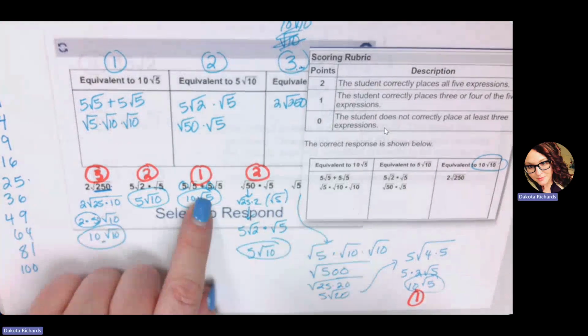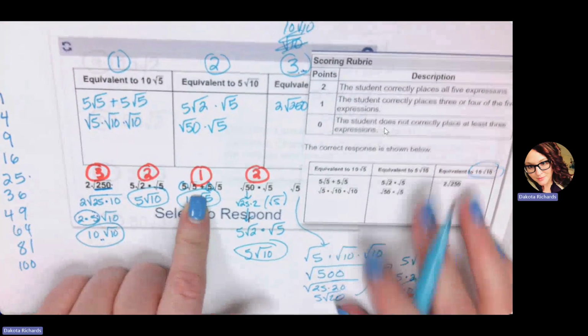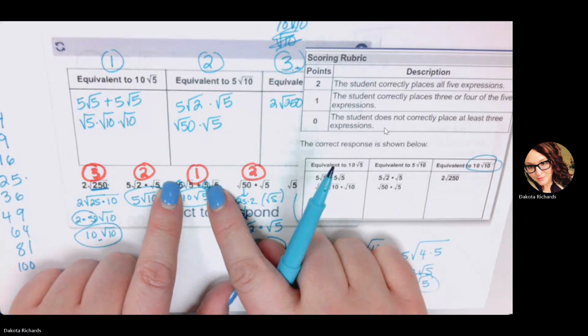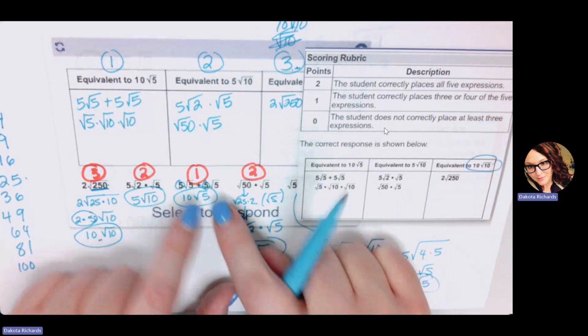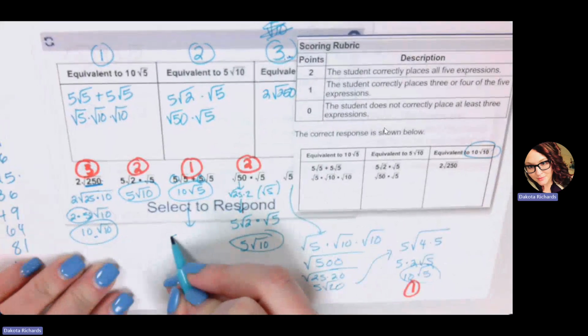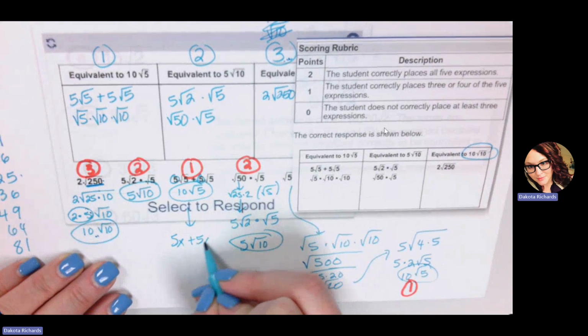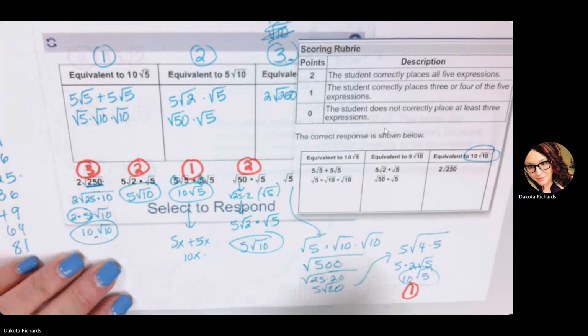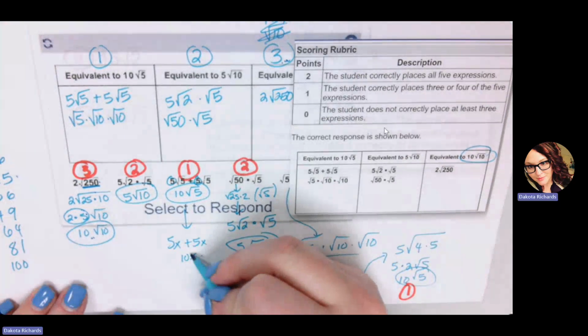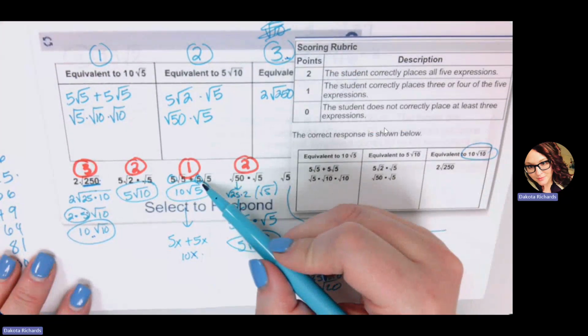Okay. 5 square root 5 plus 5 square root 5. Well, what's 5 plus 5? 10. So we've got 10 square root 5s. But that's kind of like saying, what's 5x plus 5x? That's 10x, right? It's just got a radical with it. So that one went with number 1.